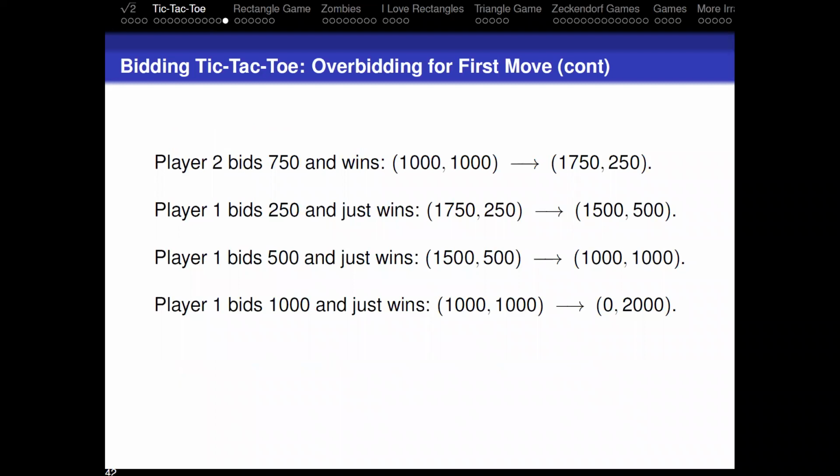If you bid $750 as player 2, then you get the move, but you go down to 250, and player one is at 1750. If you then bid your maximum available 250, and player one bids 250, player one will just barely win, and you both go down. You go up to 500, and player one goes down to 1500. You now bid $500. Player one can exactly tie you with $500. So now you both have $1,000. And we're assuming player one wins a tie. So now player one gets the last move.